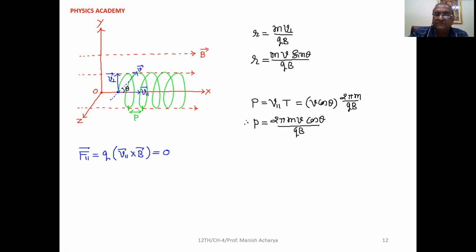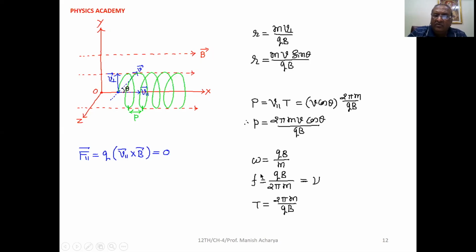That is called pitch. So we can write the equation of the pitch P, that is equal to velocity into time. Velocity is v parallel, and time taken to complete one revolution is the periodic time. So v parallel, that is v cos theta, periodic time, that is 2 pi m upon qB. In the previous theory we derived this equation. So resultantly we can give the equation of pitch, that is 2 pi m v cos theta upon qB. Clear to all of you up to this one?